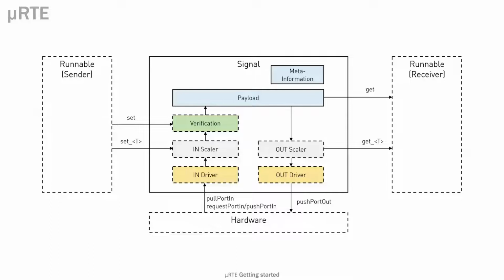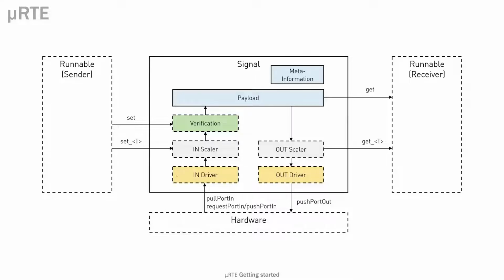the verification. If the sender, so if a runnable wants to write a signal, it can use the set method if it already has the correct data type, which suits the payload. Otherwise, alternative data types can be defined, and in that case this set method accepts the data type as it was defined as an alternative data type, and then the user has to provide scalar functions, or the body for those scalar functions will be automatically generated, in which the data type conversion takes place.